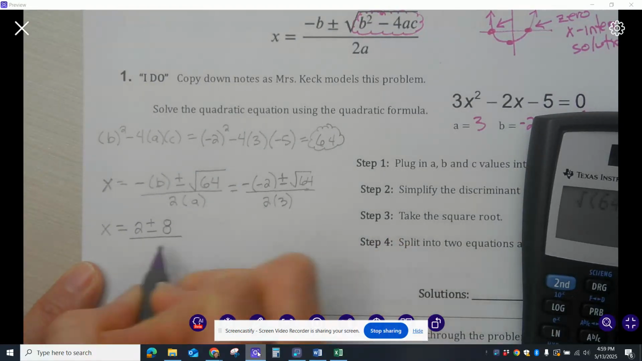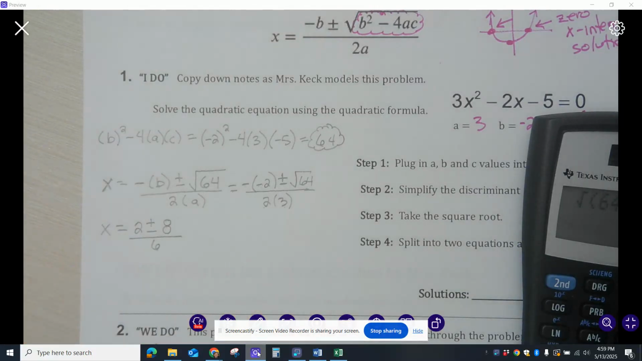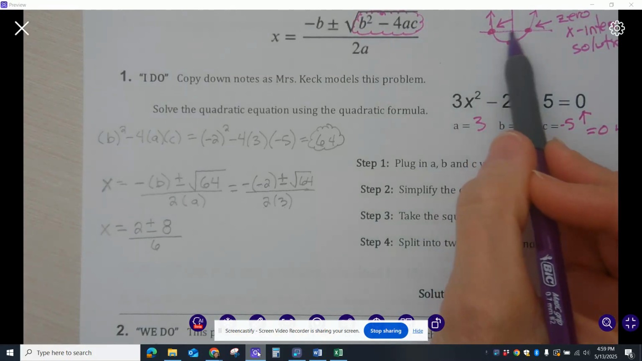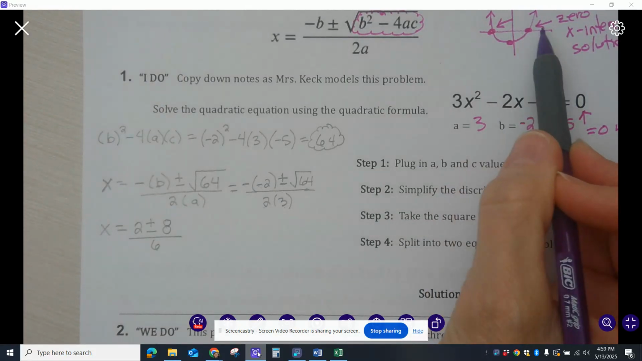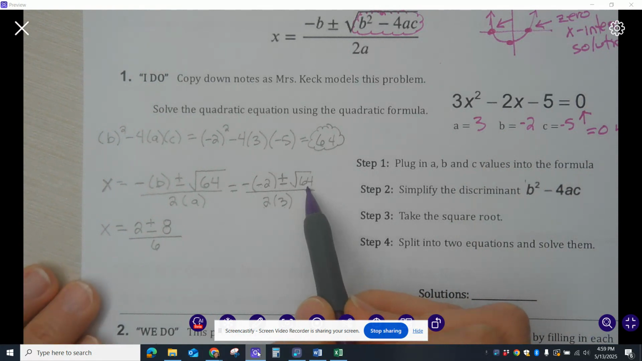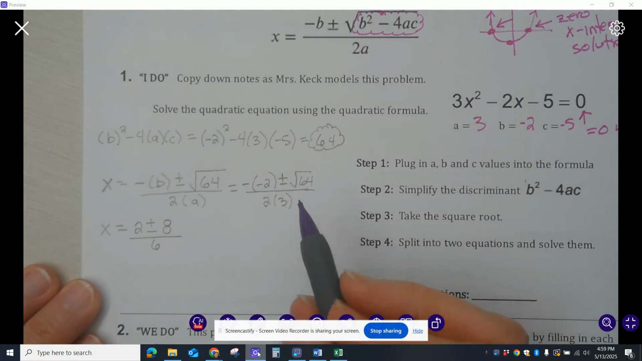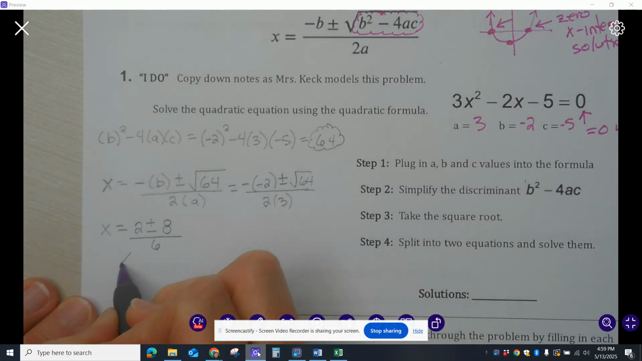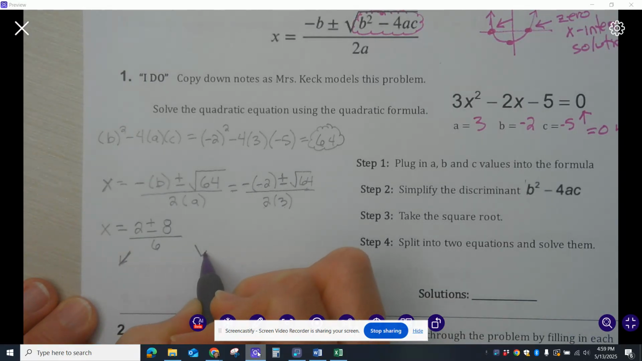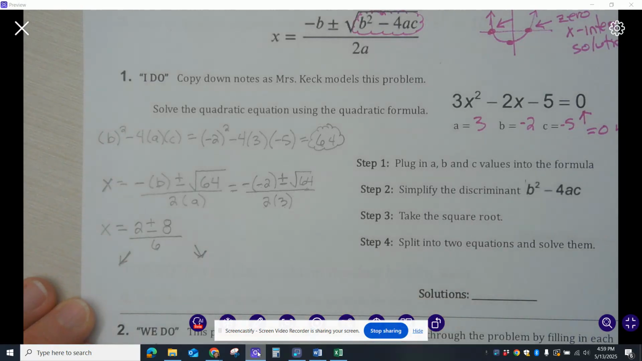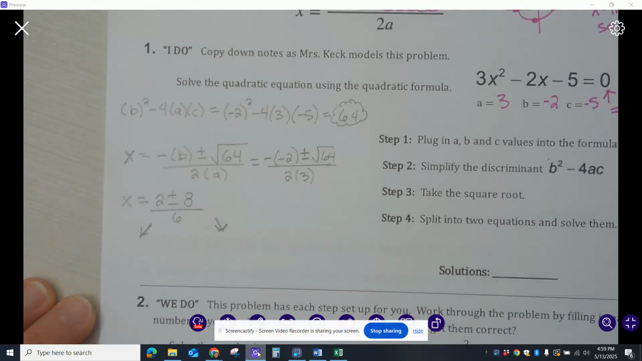All over 2 times 3 is 6. Okay, that looks nice, but it doesn't look like 2 solutions. Remember, we're finding these 2 x values, or maybe 1, but we know we're going to get 2 because our discriminant is positive. Now what I would like you to do is draw the 2 arrows, similar to what we did when we were solving with square roots. And we're going to get 2 solutions.